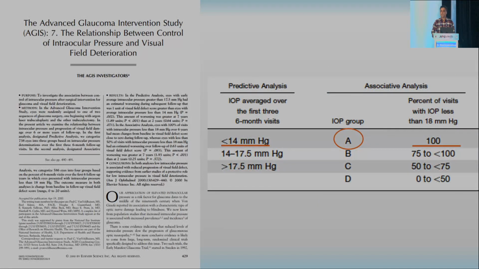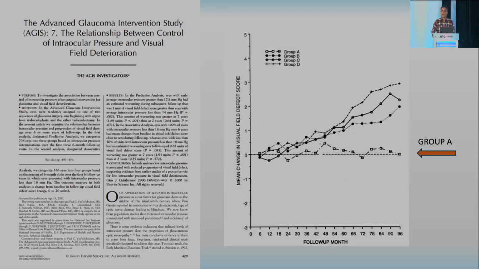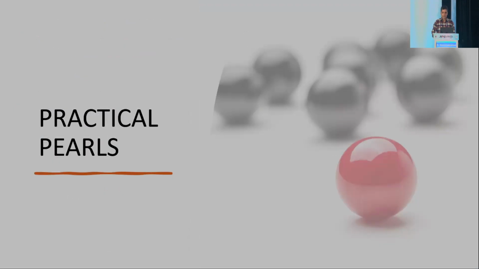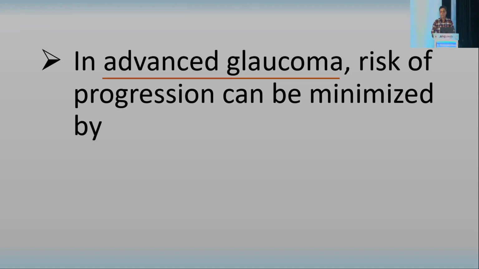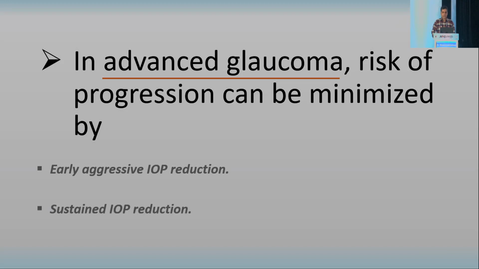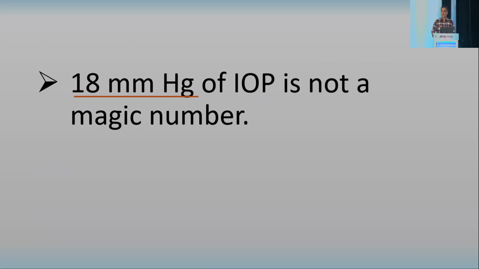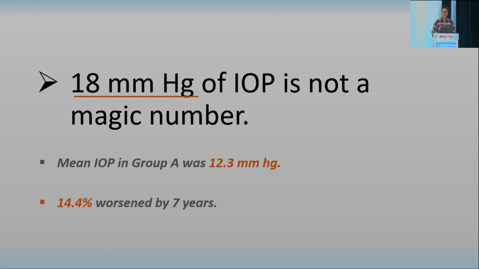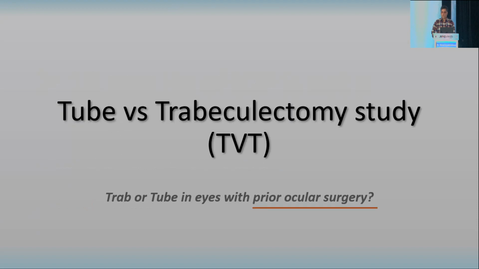Group A was the star, with less than 14 millimeters of mercury in the first 18 months and 100% of visits having IOP less than 18, and had practically no progression of visual fields over the 7 years of time frame. From a practical perspective, in advanced glaucoma, therefore, the risk of progression can be minimized by both early aggressive IOP reduction and sustained IOP reduction across all visits. But keep in mind that 18 millimeters of mercury is not a magic number, because in this group, the mean IOP was only 12.3, and despite this low IOP, 15% did worsen by 7 years.